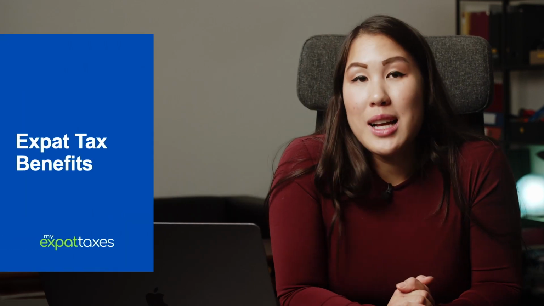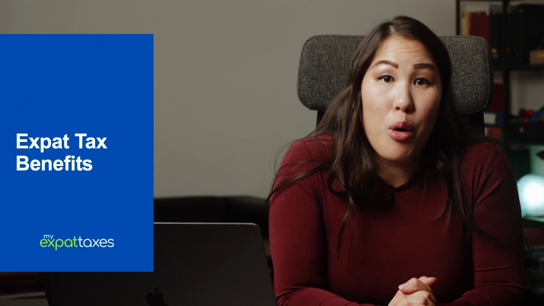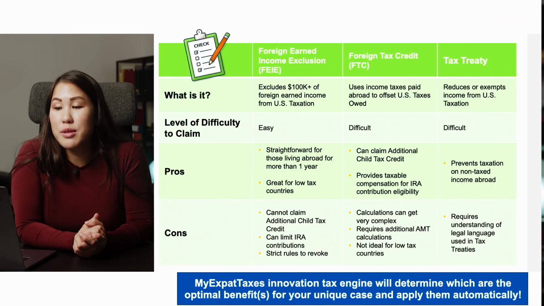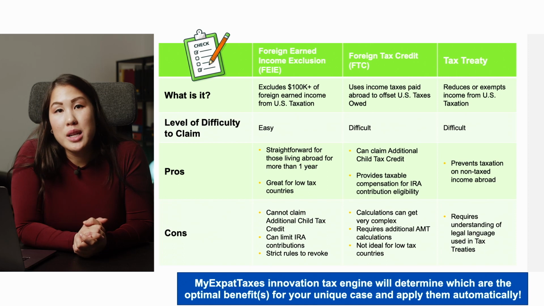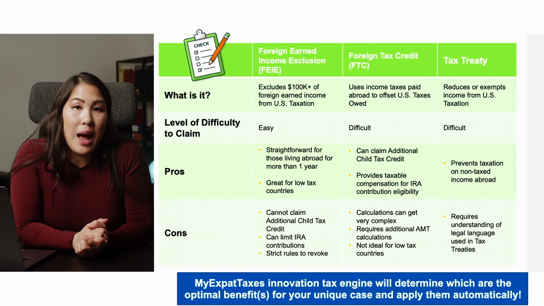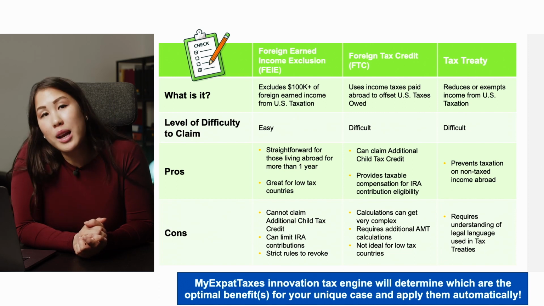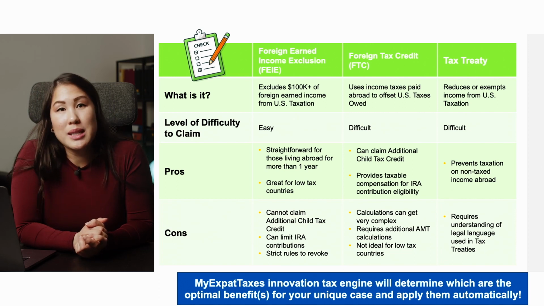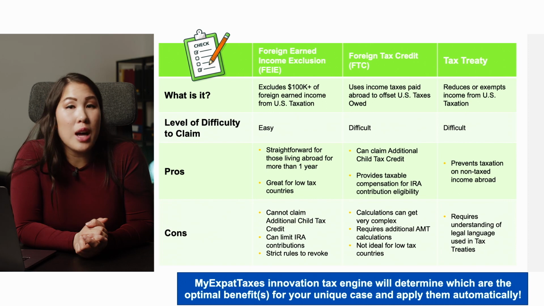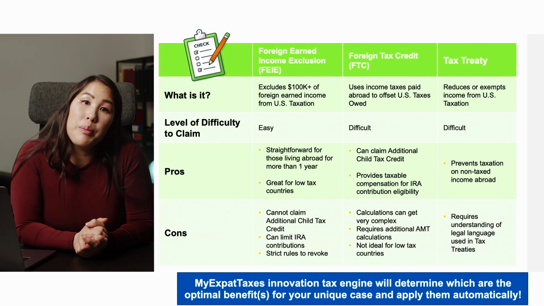So what are the different expat tax benefits? Why do you not end up owing taxes? So the first one is the foreign earned income exclusion, which is claimed on Form 2555. You can exclude over 100K of foreign earned income, meaning that you have to be physically abroad when you earn that income, and it must be earned. So it must be salary or self-employment or some other type of compensation you actively work for.